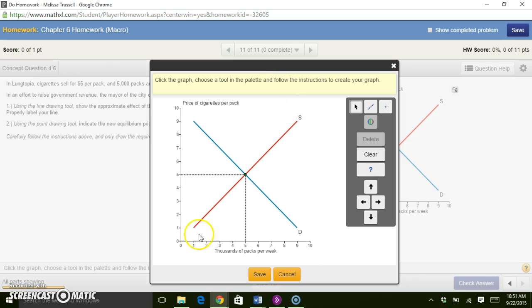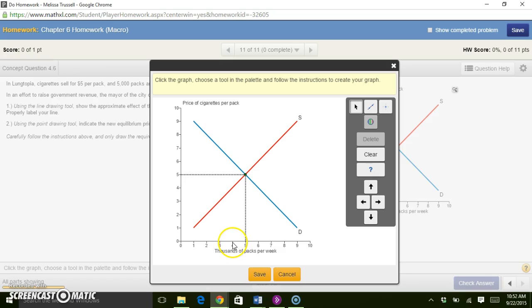So let's think about from the perspective of our suppliers. They used to charge $5, so 5 on the price axis, and sell 5,000 packs. Now, to sell 5,000 packs, they're going to want to charge $7, right? Because they want to be able to bring in that same $5, but they're going to have to give the government those $2 per pack. So at the same quantity, that 5,000, now they're going to want to have a price of 7 instead of 5, so that they can give that tax to the government and still bring in their $5 for each of these 5,000 packs.